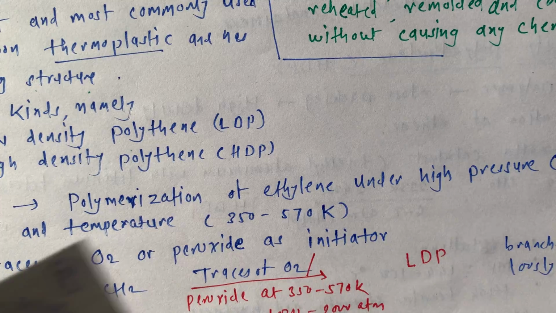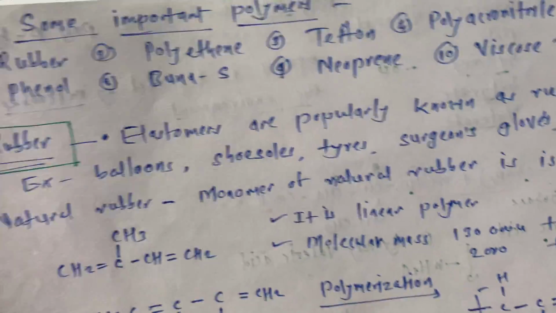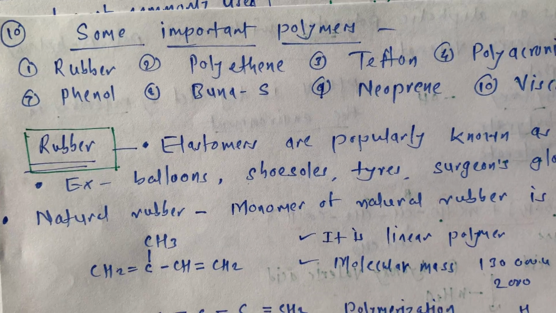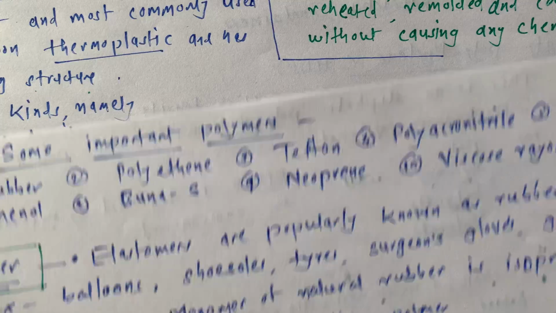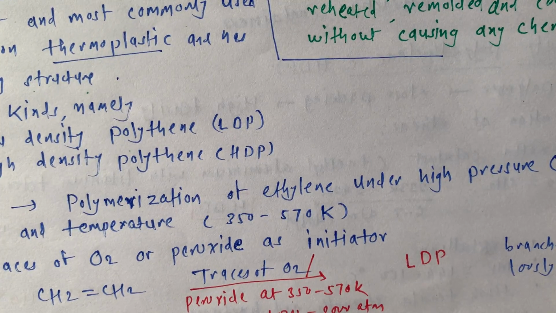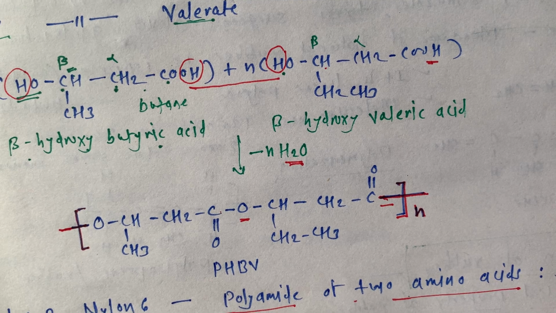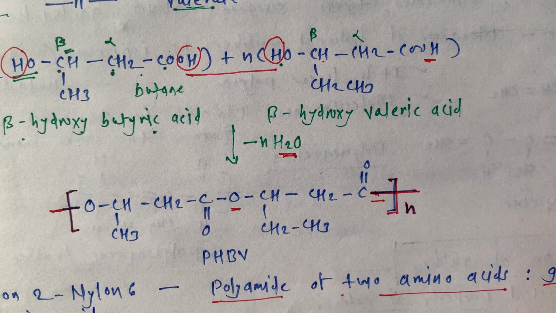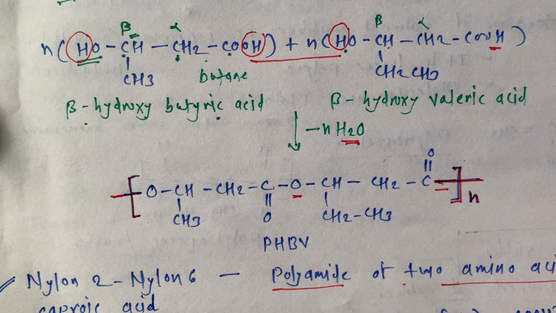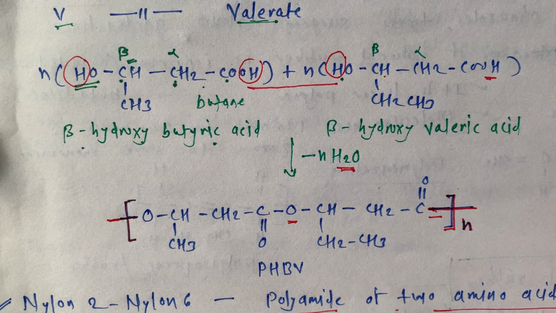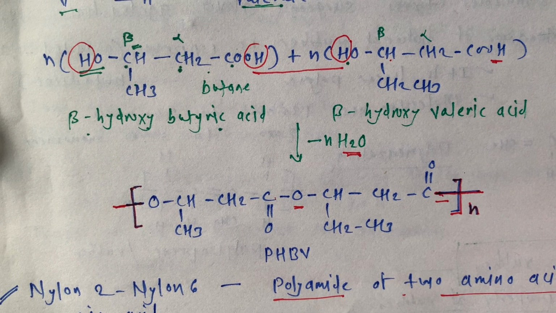Now the next very important polymers we are going to study in the next lecture, that is we are going to start from rubber. Okay. So up till now we finished up to biodegradable. First of all we saw the non-biodegradable, what is the meaning of non-biodegradable, then we saw the biodegradable, and in that, synthetic biodegradable polymers. Thank you students.